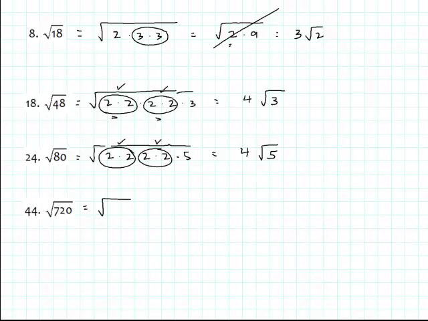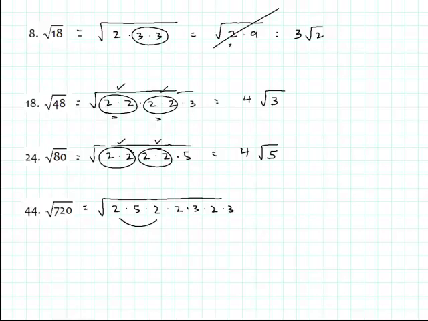720. 720 is a 10 and a 72. A 10 is a 2 and a 5. Let's work on that 72. A 72 is a 2 and a 36. A 36 is a 6 and a 6. So 2 times 3 is one of the 6's. 2 times 3 is another one of your 6's.